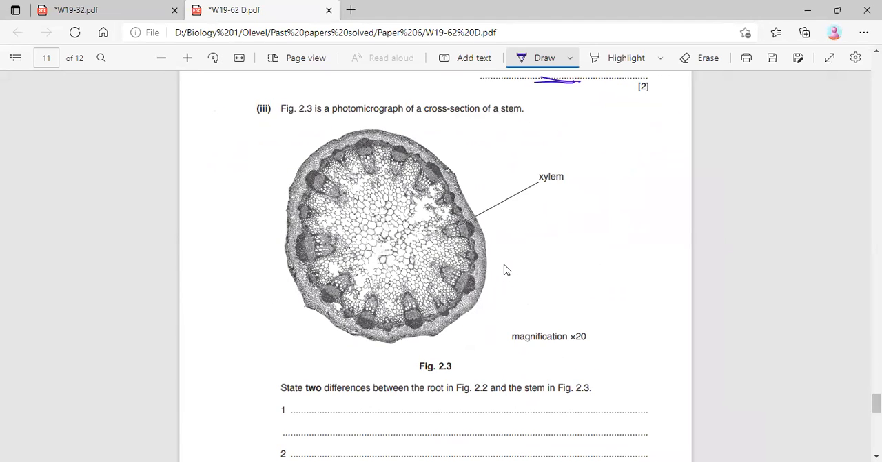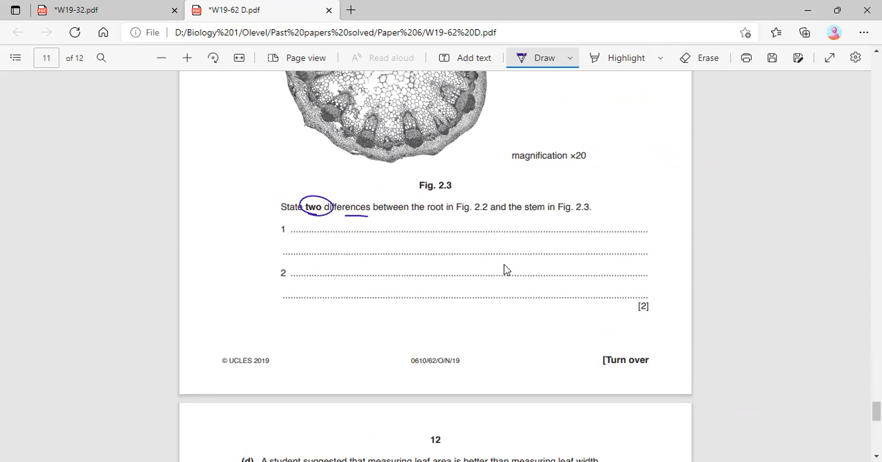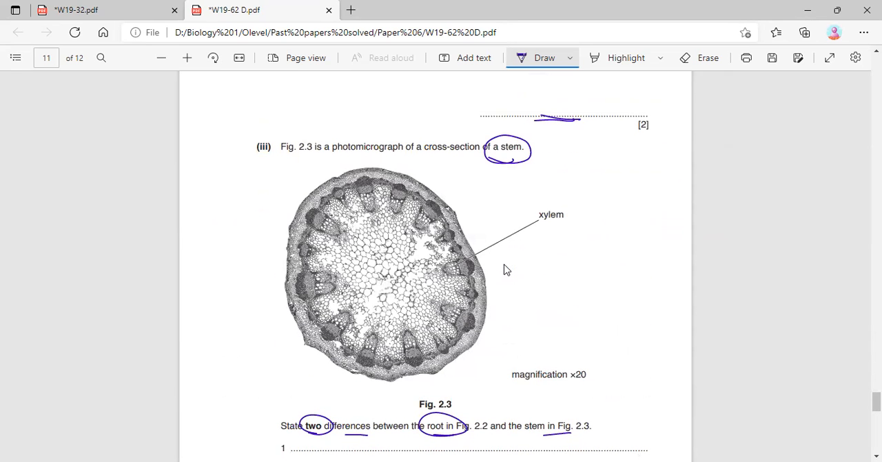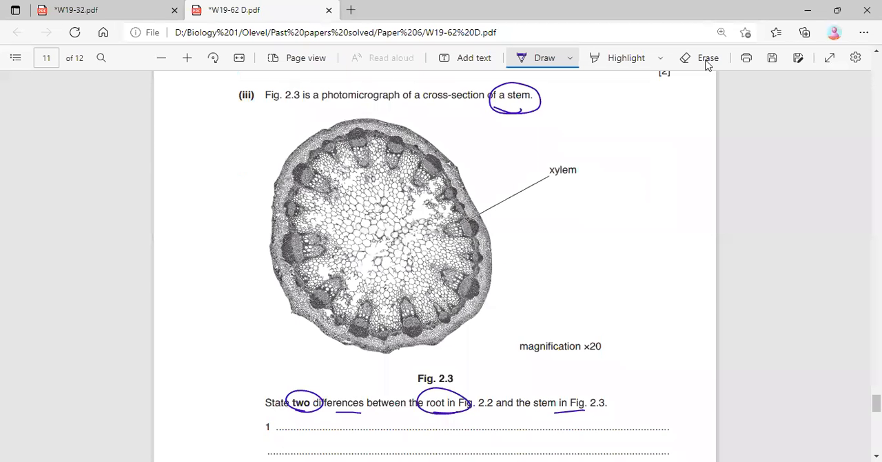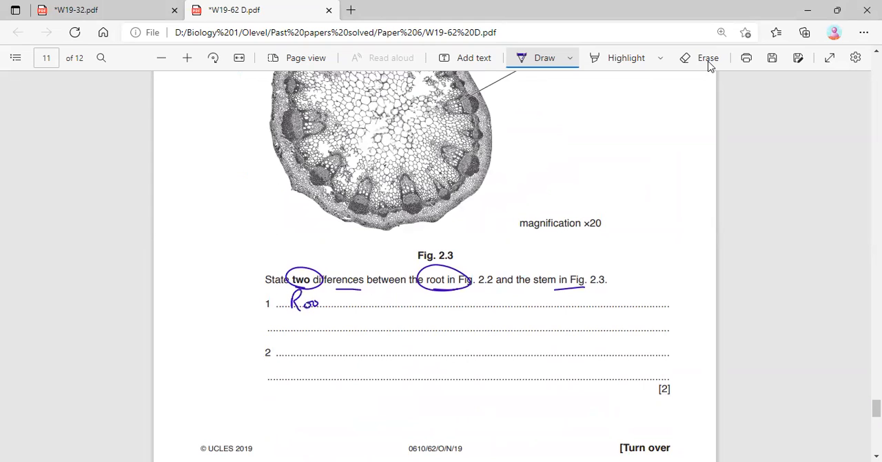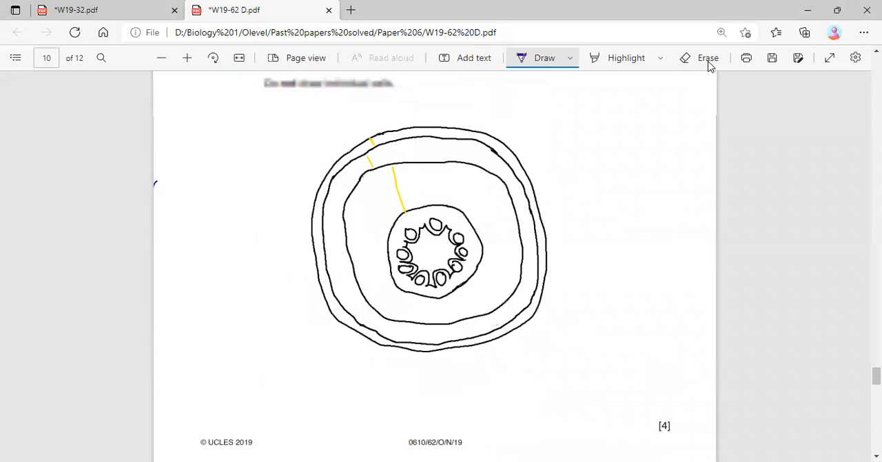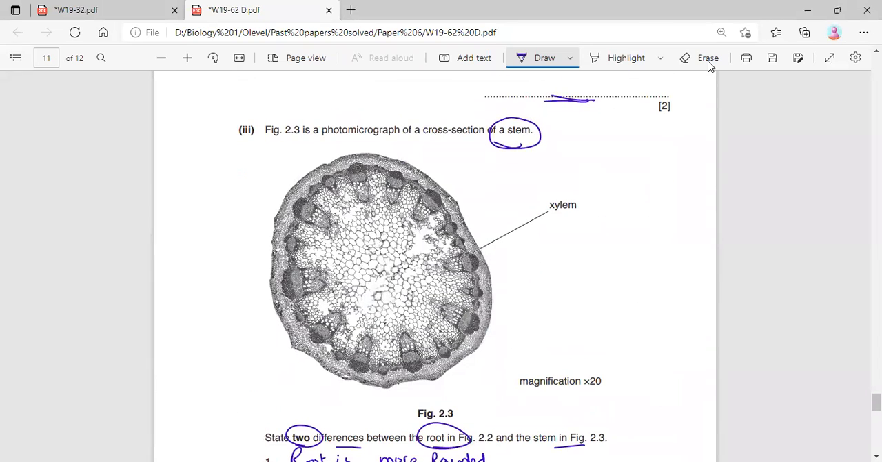Okay. Last question. This is a cross section of a stem. He asked you, give me 2 differences between the root and the stem. You will look at this picture and this picture and tell me. The differences between the 2 pictures is that the root is more rounded in shape. Here it is more circular, while this is a bit oval in shape.